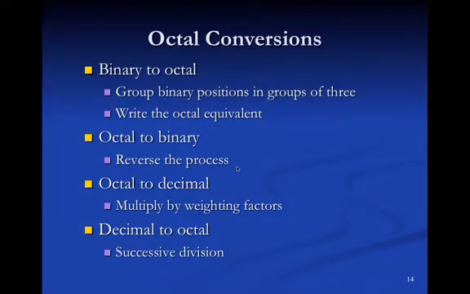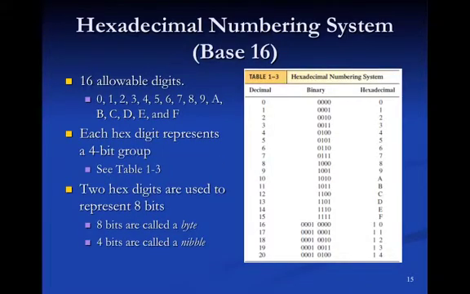Binary to octal. When we're doing octal conversions from binary to octal, group binary positions in groups of 3. Write the octal equivalent. When we're going from octal to binary, we reverse the process. And if we're going from octal to decimal, we multiply by the weighting factors. And if we're going from decimal to octal, we can do the successive division.